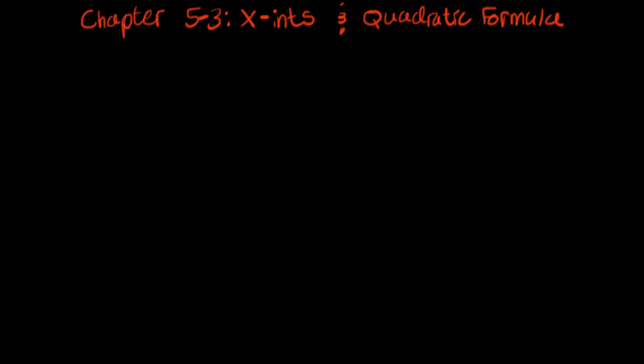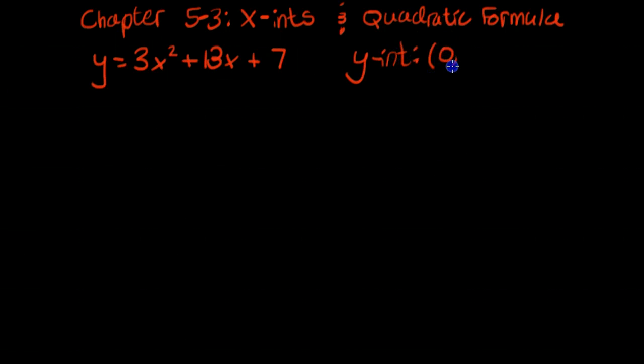So this video is from chapter 5, section 3, and it has to do with x-intercepts and the quadratic formula. If we have an equation, we'll just say y equals 3x squared plus 13x plus 7, finding the y-intercept is pretty easy because all you have to do is substitute 0 in for x. When you do that, you just get y equals 7, so the y-intercept will be at (0, 7).